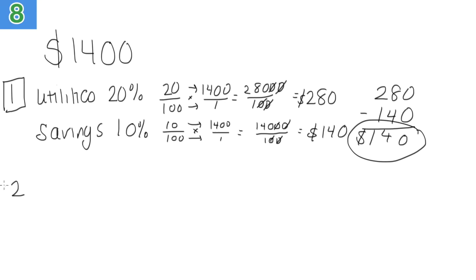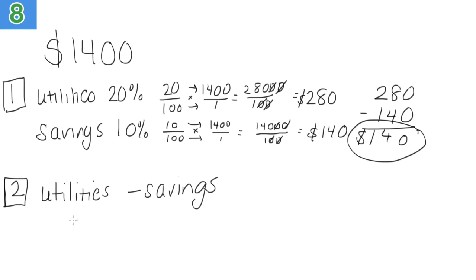I'm going to show you one other way to do it, and both ways are equally fine. If we're looking for the difference between the utilities and the savings, then we can just work from the percentages. So utilities minus savings, that's what we're looking for. That's what the question asks for. Utilities is 20%, minus savings is 10%. That means the difference is going to be 10%. 20 minus 10 is 10% of her income.